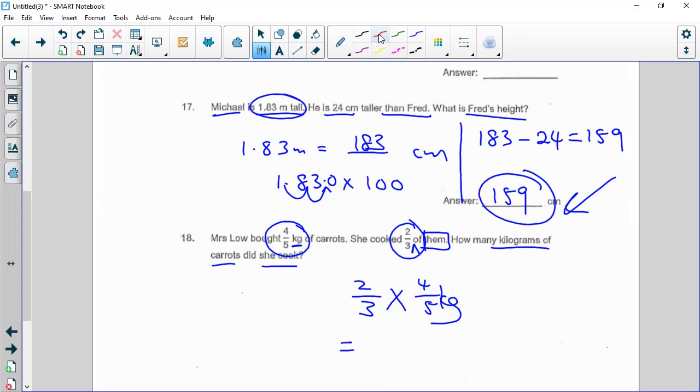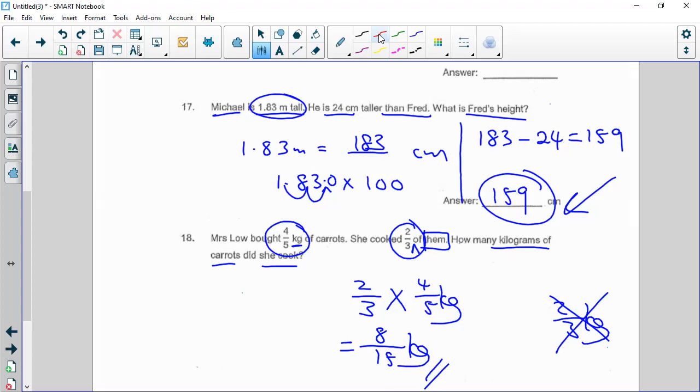Then you cancel, but you cannot cancel, so you multiply the numerators, 2 times 4, and then 3 times 5. So how many kilograms of carrots did she cook? It is 8/15 kilogram. If any one of you put 2/3 kilogram, also wrong, because that 2/3 is not the kilogram. It's just a representation. Understand?